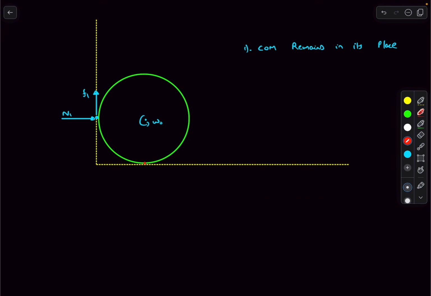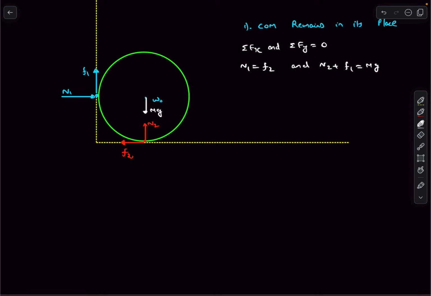Okay, and let's say the normal reaction from the bottom surface is N2, and the bottom point is slipping in the rightward direction, so kinetic friction F2 will be in the leftward direction. And then finally we have to mark the weight of the cylinder. So this is the complete FBD of the cylinder. Now obviously, if the center of mass is remaining in place, we can say sigma Fx and sigma Fy equal 0. So this directly implies N1 equals F2 and N2 plus F1 equals mg.